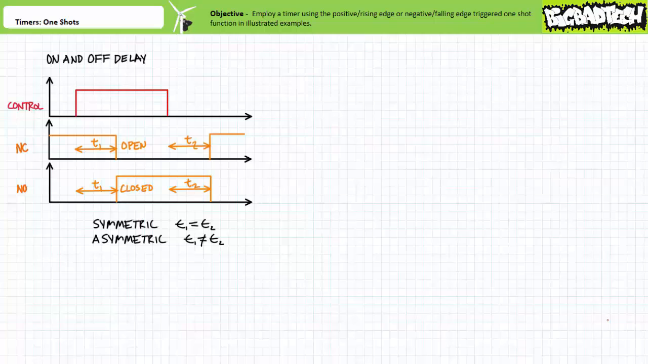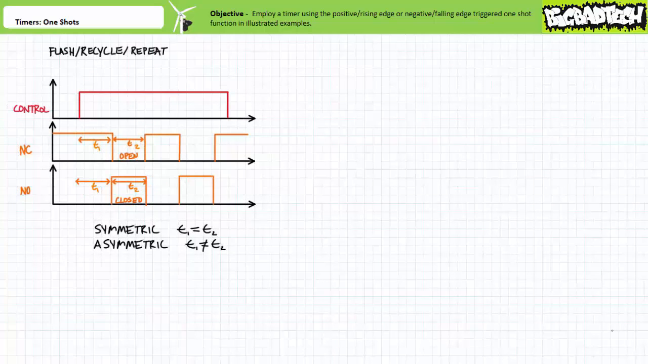An on and off delay timer could be used to coordinate two motors such that motor B starts a period after motor A starts, then motor B stops a period after motor A stops. Note, for this general purpose orientation, I've purposely simplified the timing diagram of the on and off delay timer. Compare this behavior to a timer executing the flash function, sometimes called repeat or recycle.